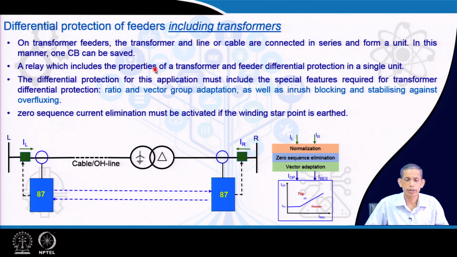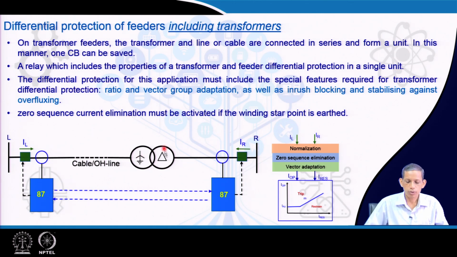So, what are the things to be taken care of? We like to see here. The differential protection for this application must include the other features of the transformer: the turns ratio transformation, the vector group adaptation, that matrix we remember for the phase shifting issue, with both sides' CTs connected in star grounded, which is the practice today, and then the corresponding inrush blocking, over excitation and so on. Those issues must be considered, must be inclusive.